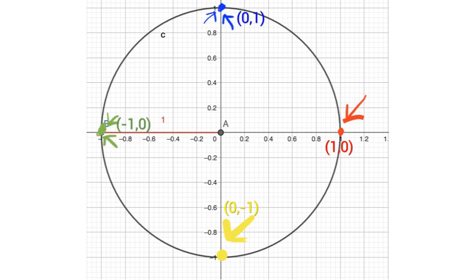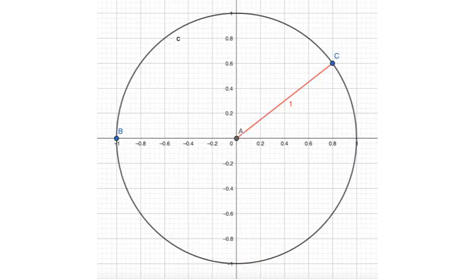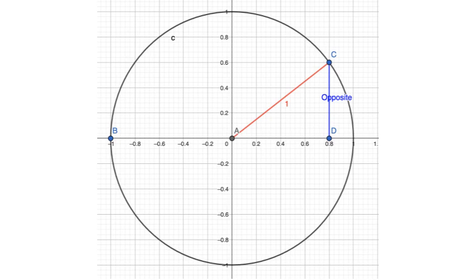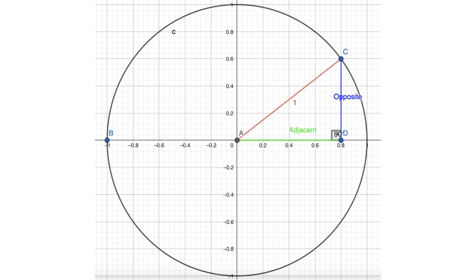But wait, isn't trigonometry all about triangles? Why are we looking at circles? Well, let me show you where the triangles come in. Here we have a line representing the radius of the circle. Now let's draw another line which is going to be perpendicular to the x-axis. Oh, look at that, we have a right triangle. You know what that means? Sine, cosine, and tangent are back yet again.